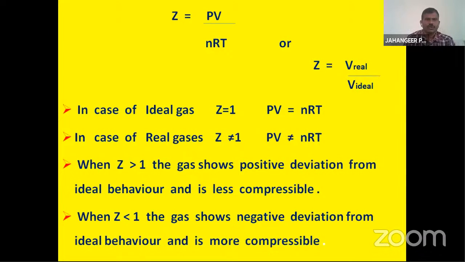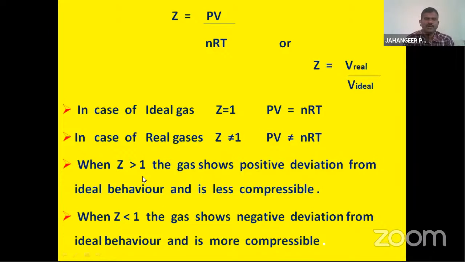If the compressibility factor Z is greater than 1, the gas shows positive deviation from ideal behavior. Such gases are less compressible. And if Z is less than 1, the gases show negative deviation from ideal behavior, and they are more compressible.